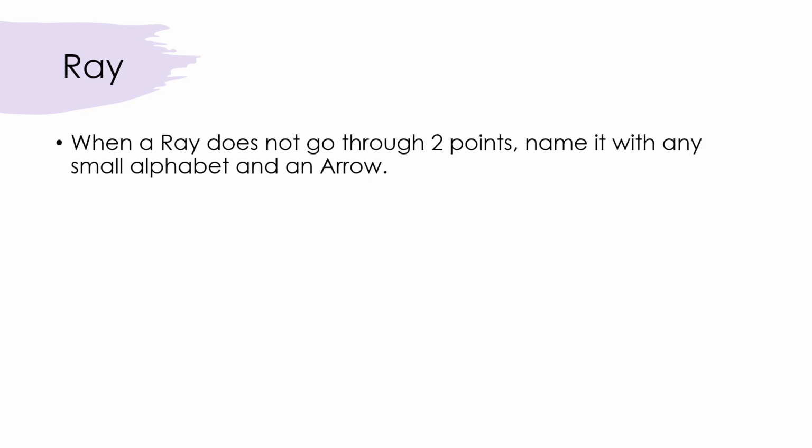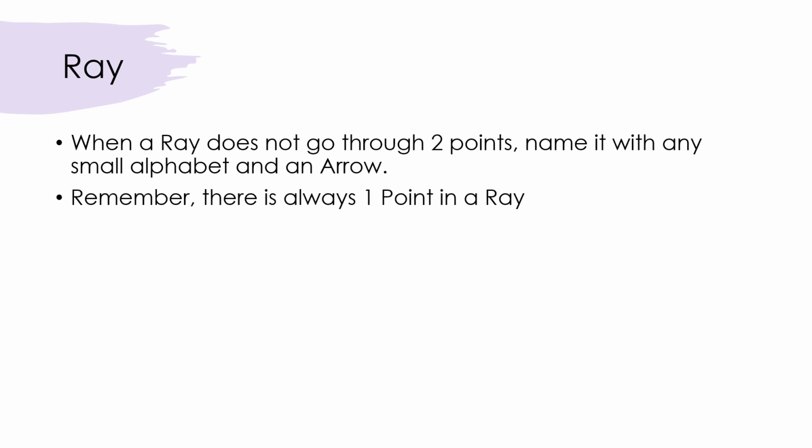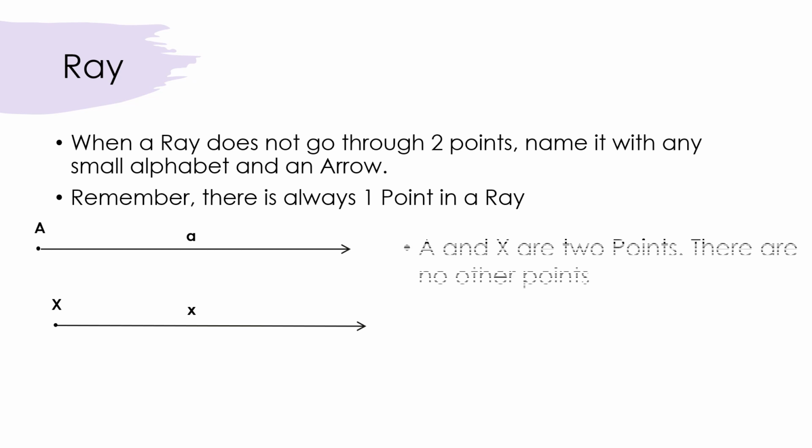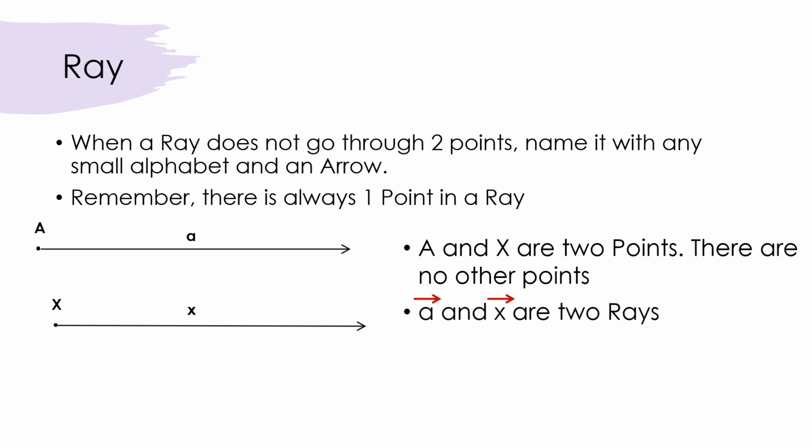When a ray does not go through 2 points, we name it with any small alphabet and an arrow. But remember, there is always one point in a ray from where the ray starts. So we have got the points A and X and the rays go from there. There are no other points. How will we name the ray? We'll call them a and x. Look at the arrows on top of a and x. This tells us that they are rays.